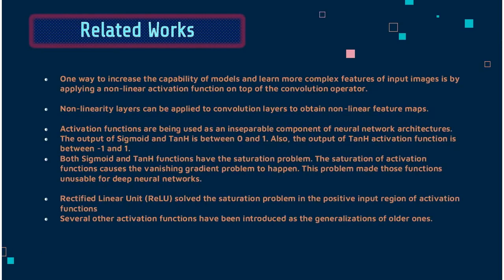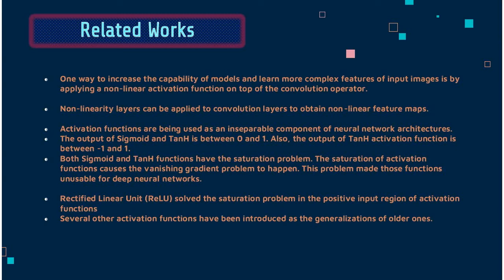One way to increase the capability of models and learn more complex features of input images is by applying a nonlinear activation function on top of the convolution operator. Sigmoid and hyperbolic tangent functions were used widely in neural network models. However, both have the saturation problem. The saturation of activation functions causes the vanishing gradient problem to happen.